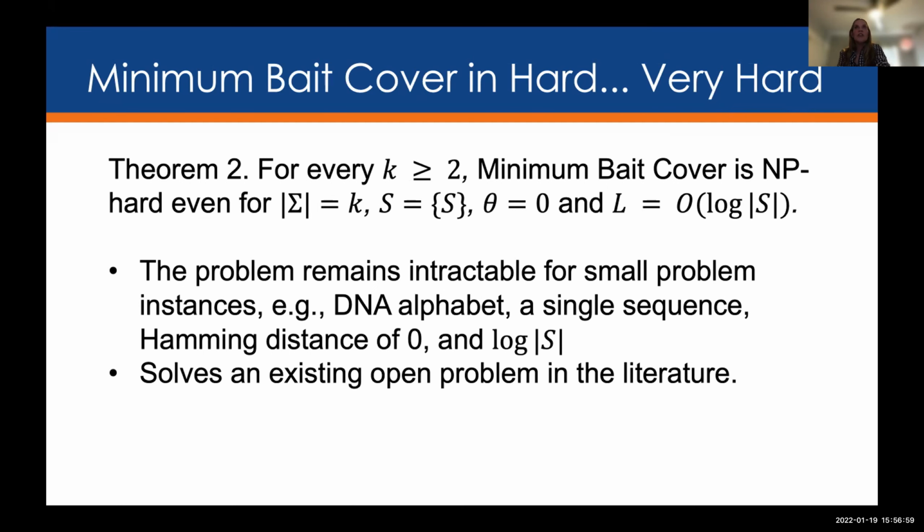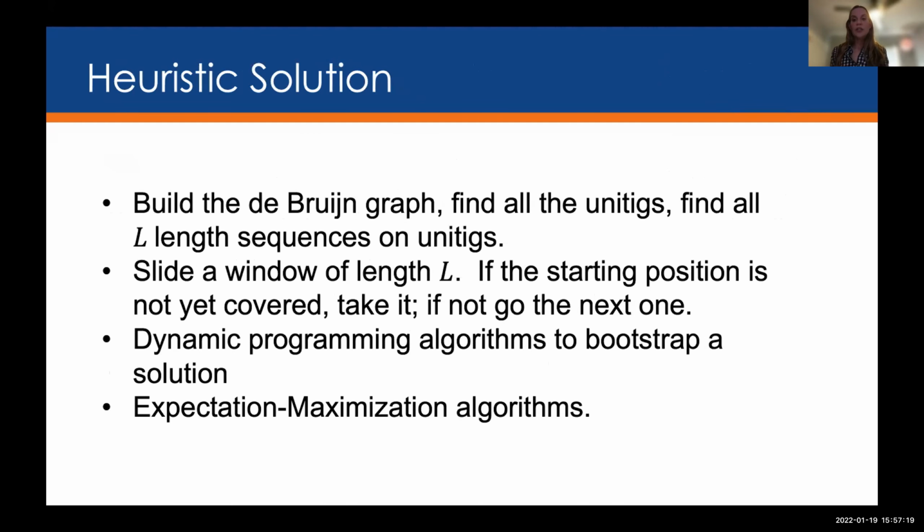So this is our theorem. Given this theorem, we realize that we have no hope of solving this problem exactly in polynomial time, even for extremely small inputs. So the only hope in solving this problem and helping my biology collaborators is to come up with a heuristic solution. We discussed several possibilities, and we even partially implemented some of them.